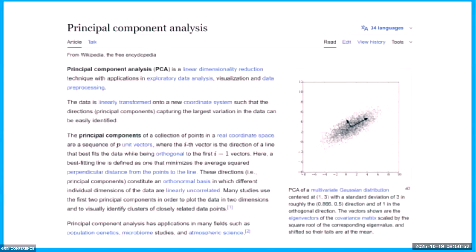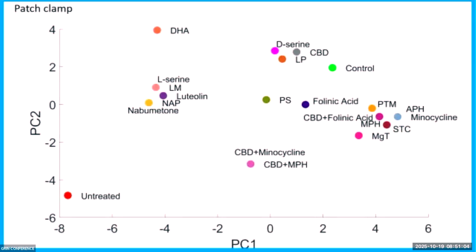So we're using a principal component analysis, which takes a 50-dimensional hyperplane and projects it onto a 2-dimensional plane where our brain can understand what is going on. And there we can see the results from the whole-cell patch clamp. We can see the untreated patient neurons compared to the control, and we can see some of these drugs that make the neurons much more like the control neurons.